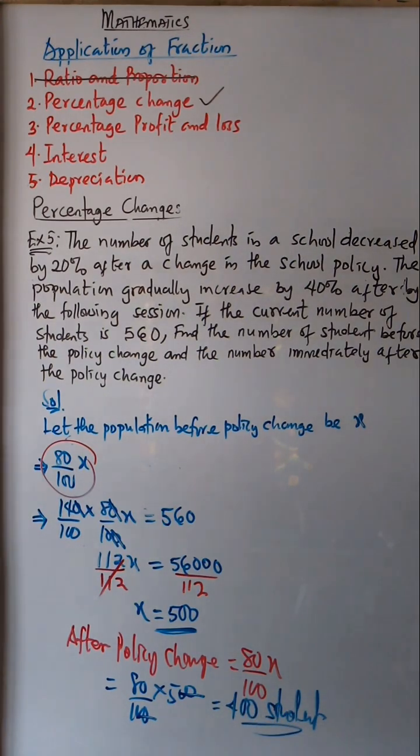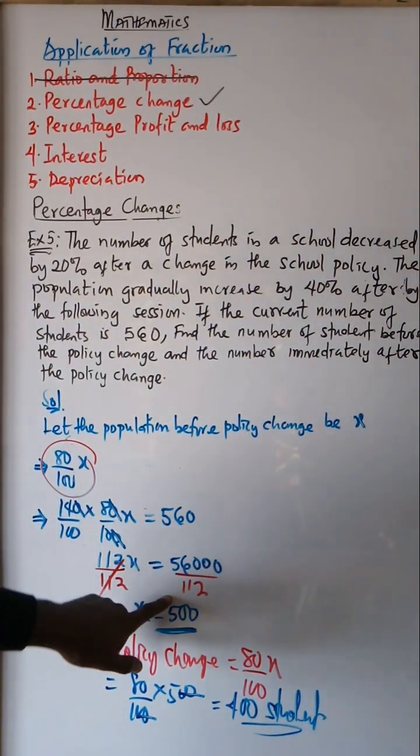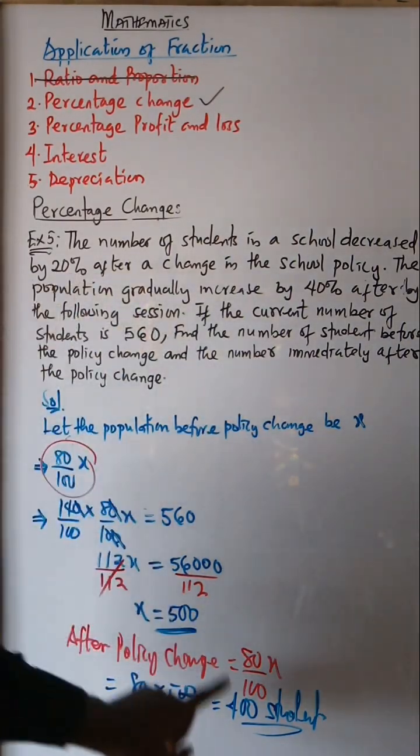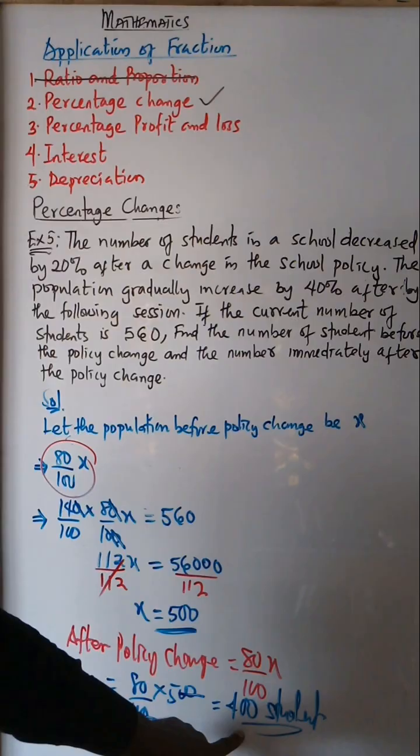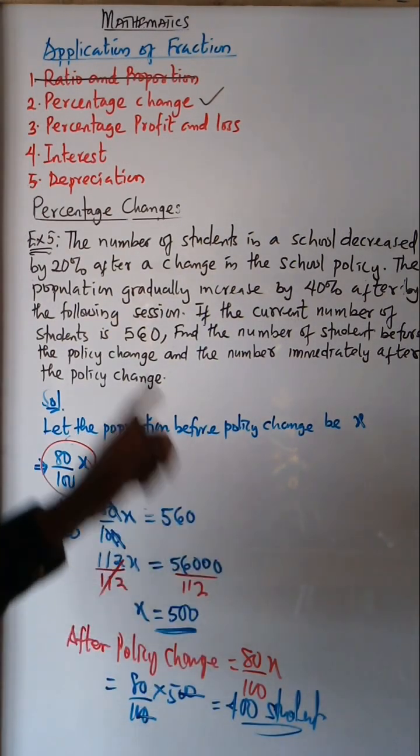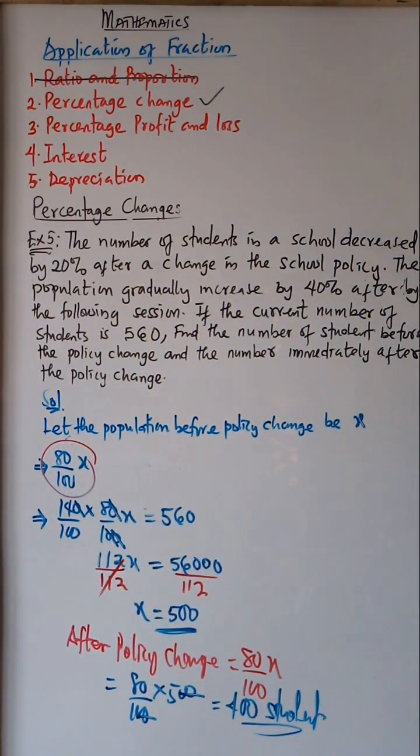So what happened? Initially, the school had 500 students. After policy change, there is a 20% decrement and they fall to 400. But the policy change favors some people or some parents. The number later increased back to 560. So in real life, it means sometimes you need to take some tough decisions.